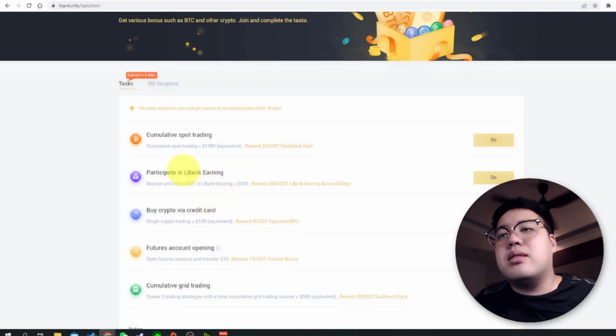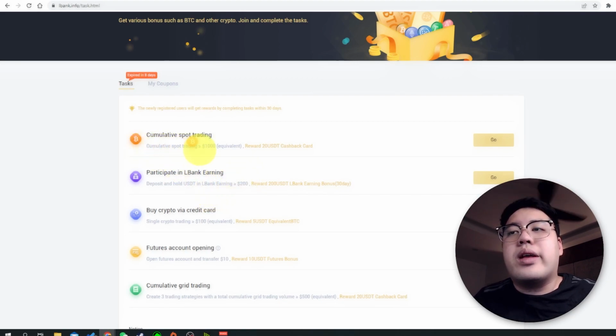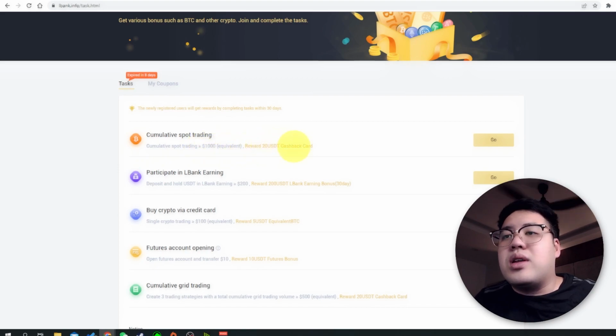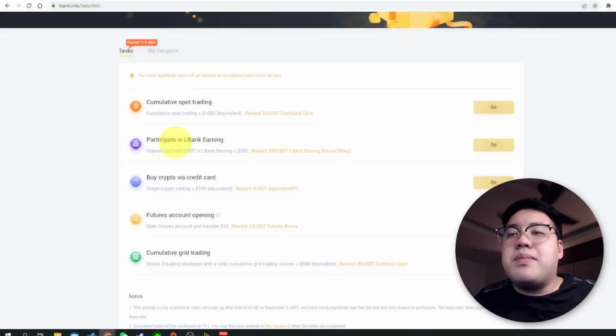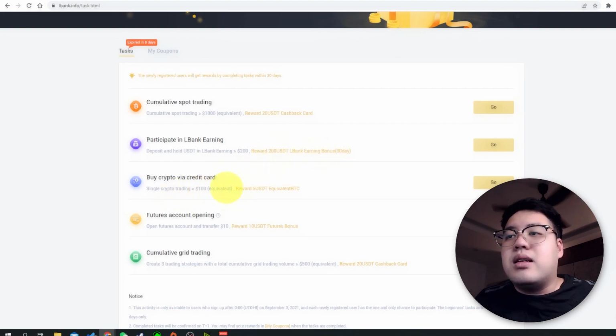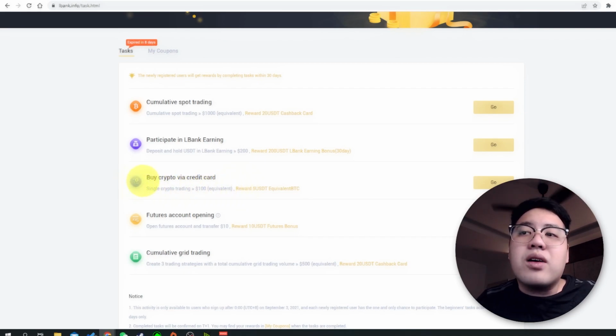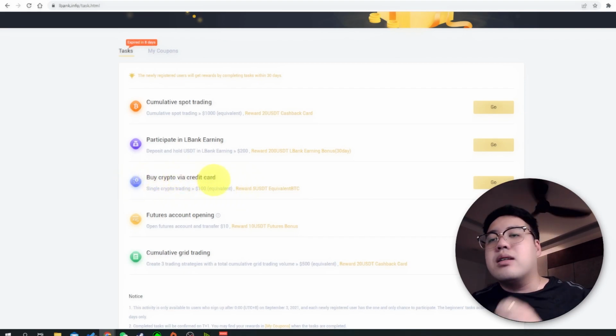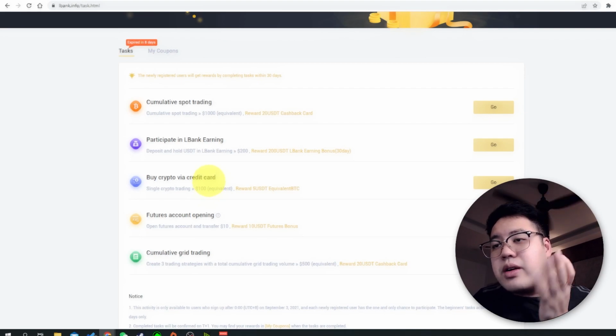So what are the simple tasks? If you trade more than $1,000, you're able to get $20. If you participate in Lbank Earn, you will get a reward of 200 USDT Lbank Earn bonus for 30 days. You can also get a reward of 5 USDT equivalent in BTC if you buy crypto via credit card, and so on and so forth, which is a very good thing.